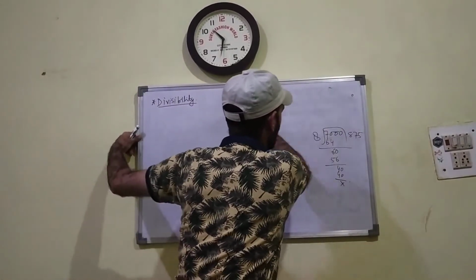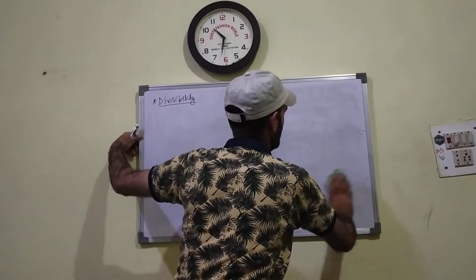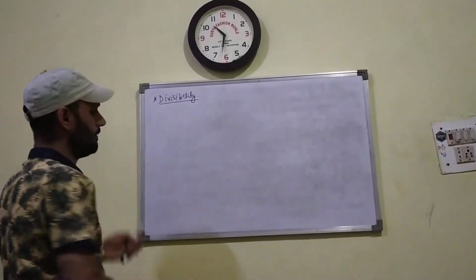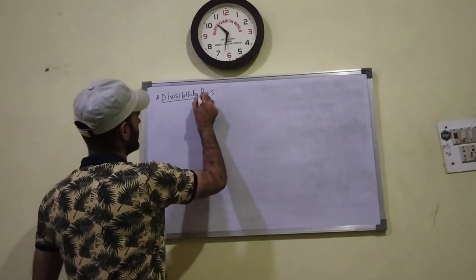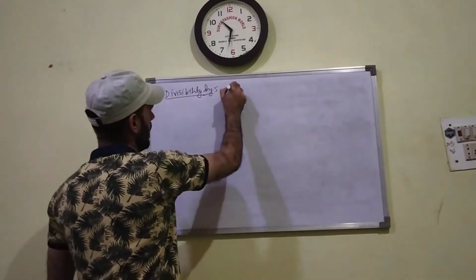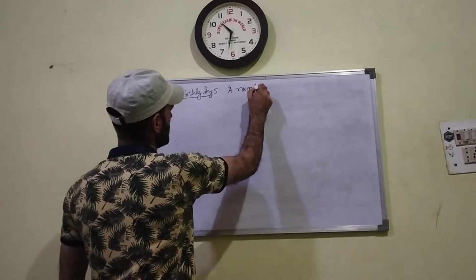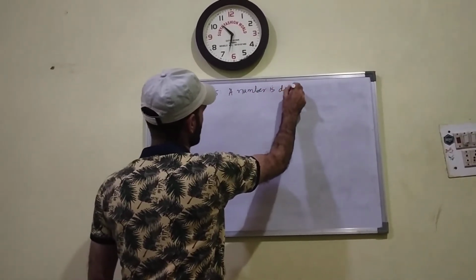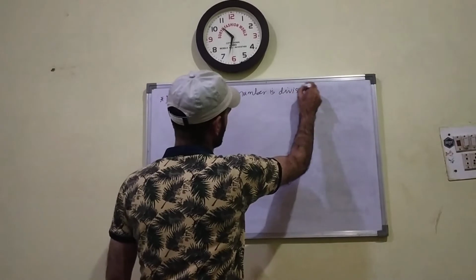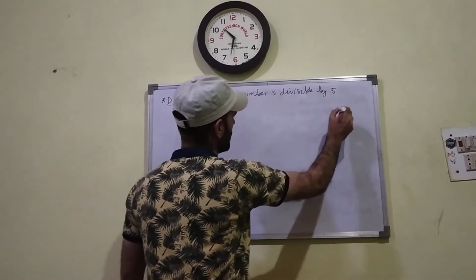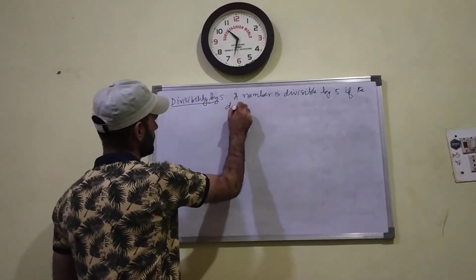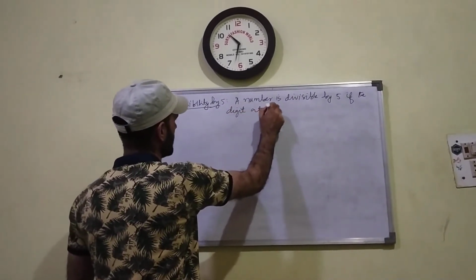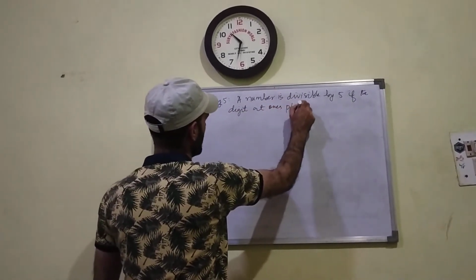Divisibility by 5. A number is divisible by 5 if the digit at one's place is either 0 or 5.